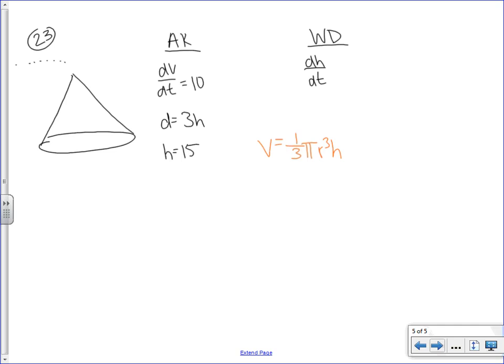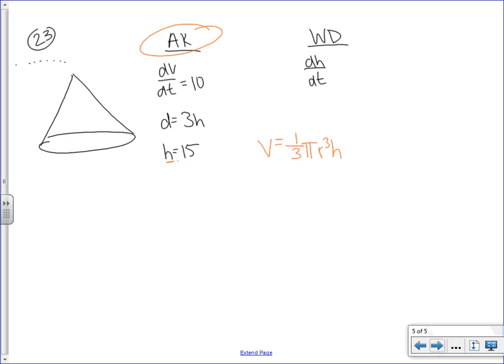Now, if we look, we kind of got a problem, because as the volume formula stands right now, we have r's and h's. But if I look over here in my already know column, I only know things about h. I don't know anything about r. So I kind of need to pump my brakes before I take the derivative because I'm going to have a problem. I'm not going to have anything to plug in for r, and I'm not going to have anything to plug in for dr dt.